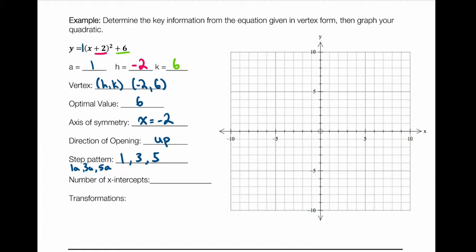The number of x-intercepts. This one we may want to wait until we graph it, but our vertex is at negative 2, 6, so negative 2 up to 6, there's our vertex. We know it opens up, so this optimal value is a minimum, because regardless of what shape the parabola takes, it's going to open up. So the number of x-intercepts in this case is none, because when we graph this, we're going to see that it's never going to cross the x-axis.